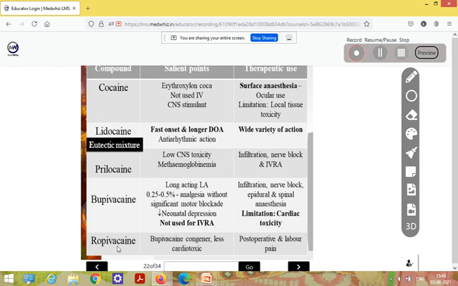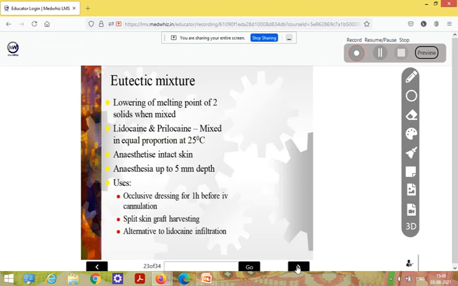Next is ropivacaine. It's a congener of bupivacaine, but compared to its predecessor, it is less cardiotoxic. So this is again finding its place in postoperative as well as labor pain.